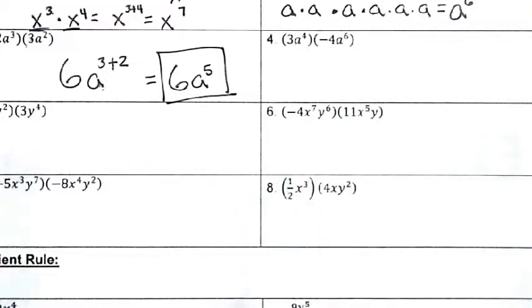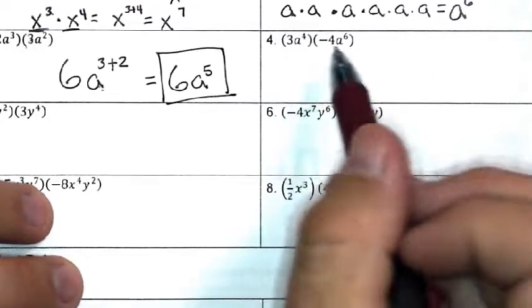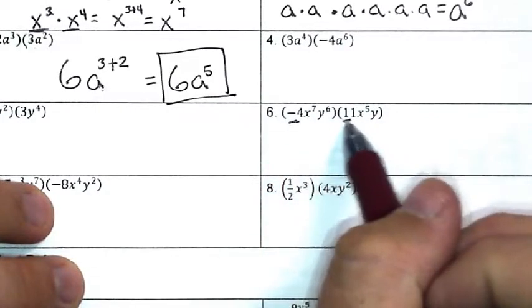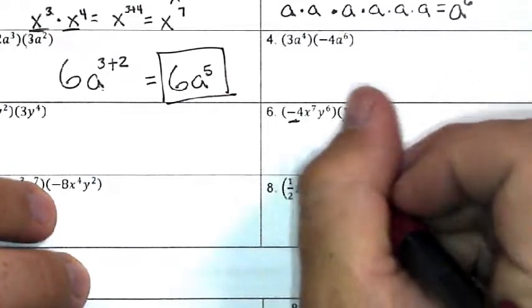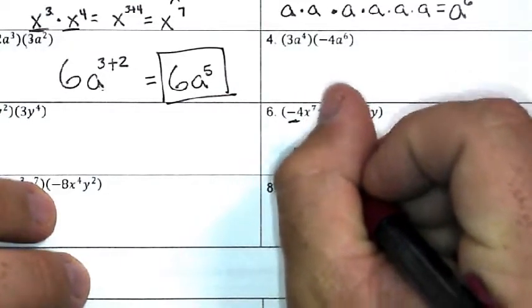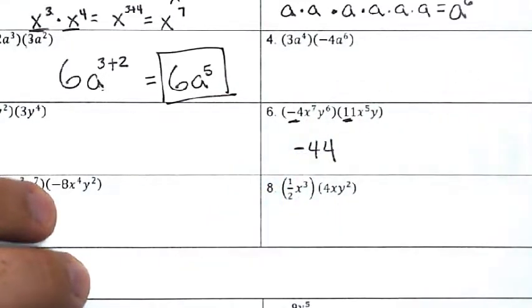Okay, number 6. Does it only have one variable in there? No. It has 2 different variables. So it's different. However, the rule still stands. Coefficients. You will combine those first. What's negative 4 times 11? Negative 44. You do have calculators, so if you don't know it off the top of your head, use your calculator.